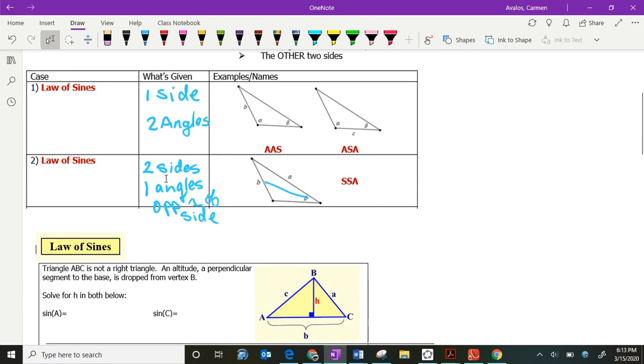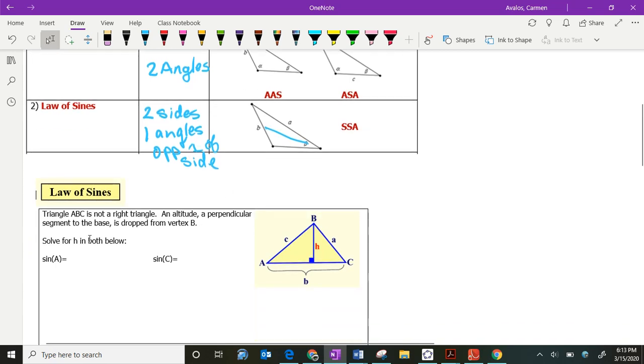But what is the law of sines? So the law of sines here is something, if we look at it, and sometimes we're going to go back to a right triangle. This one here is not a right triangle, so therefore it's an oblique triangle. And so we drop the altitude on here, and it's a perpendicular segment, so it's always going to form a right angle to the bottom. We consider this h for height, and it's dropped from the vertex on here.